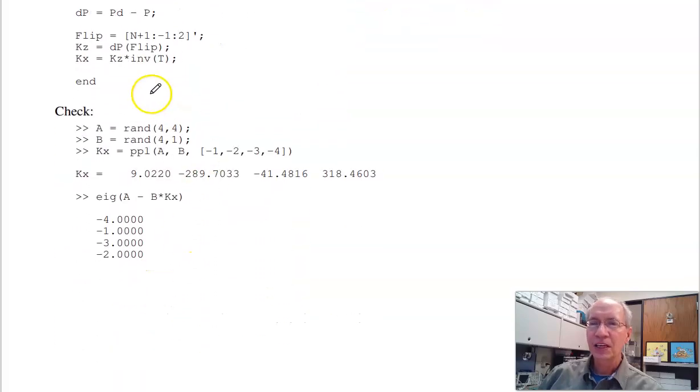As a check, if I have A be a random 4x4 matrix, B a random 4x1 matrix, and put the closed loop poles at minus 1, 2, 3, 4, here's Kx. As a check, I compute the poles, and sure enough they are where I put them. So it looks like it works, at least in this case.